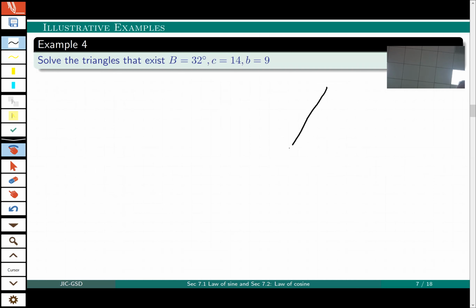Now, this is what I have. A is unknown. B is 32 degrees. That's B. And I have the opposite side of B, which is 9. And I have the opposite side of the unknown C, which is 14. Now, I need to find the side A.